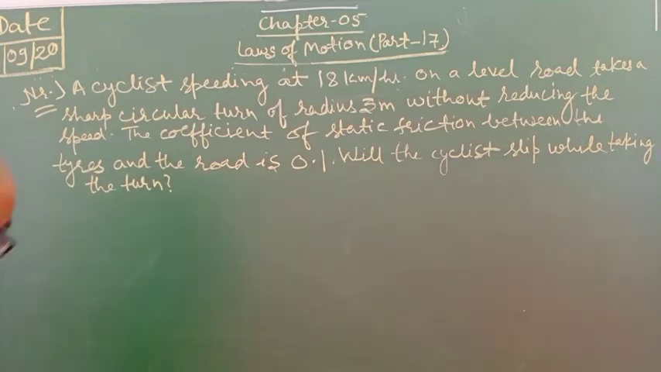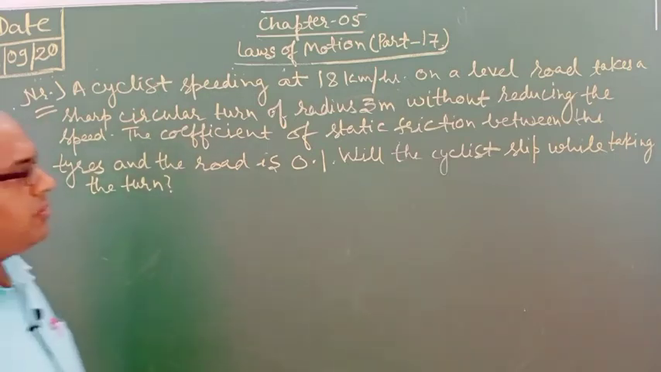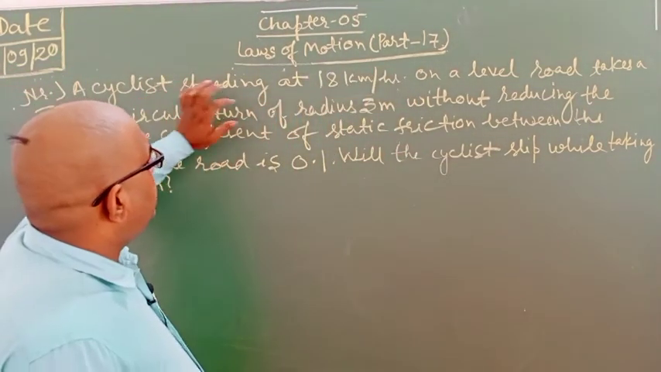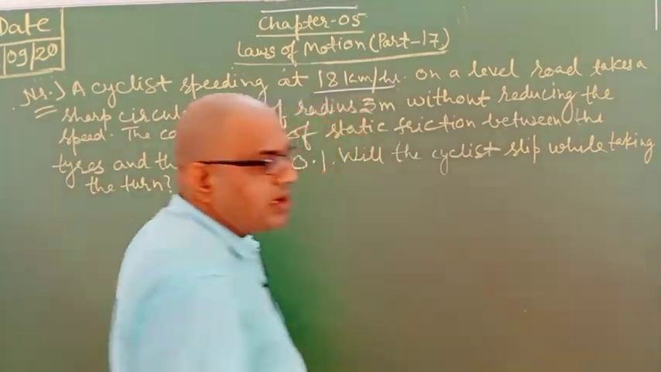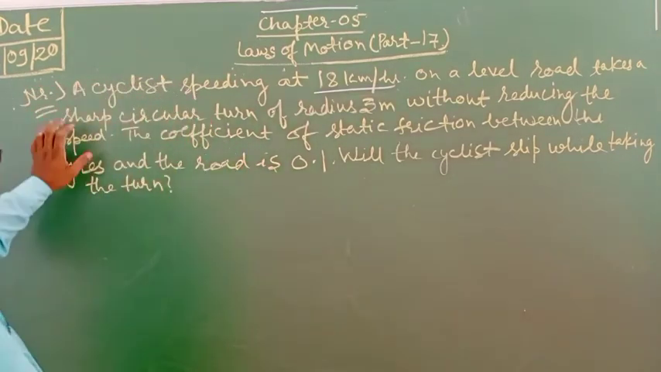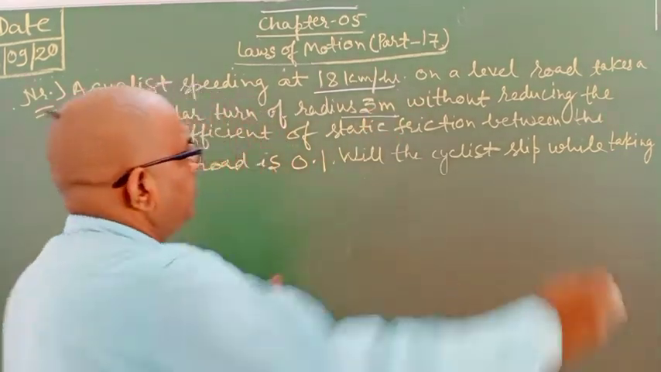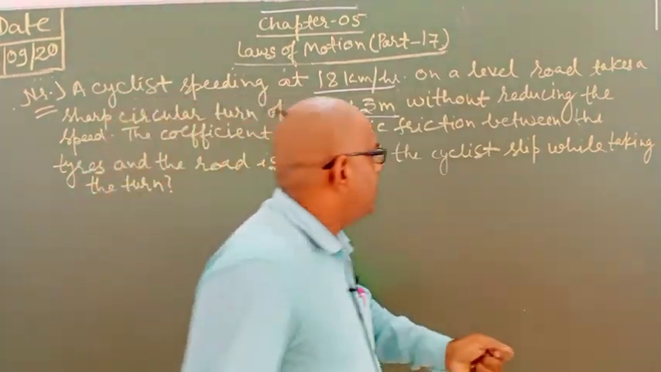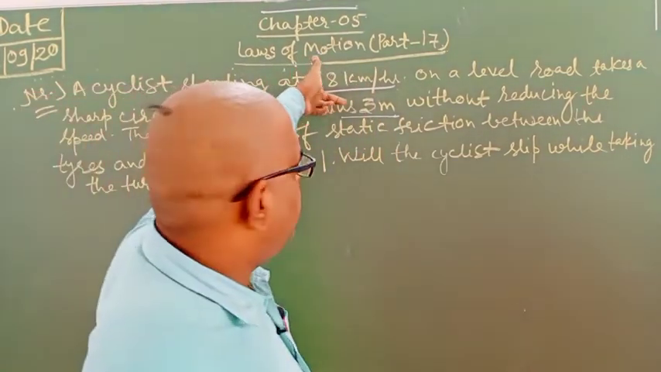Yes, dear students, look at the numerical in front of you and try to solve it, which is based on the formula, but a little bit of concept is here. The question says that a cyclist speeding at 18 km per hour on a level road takes a sharp circular turn of radius 3 meter. The cyclist takes the sharp turn without reducing the speed.